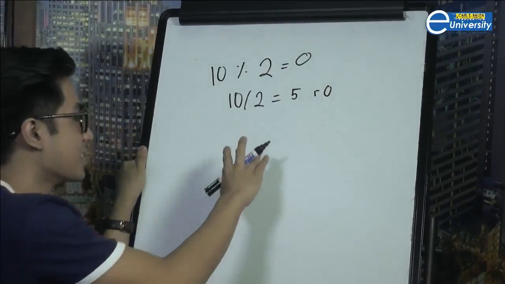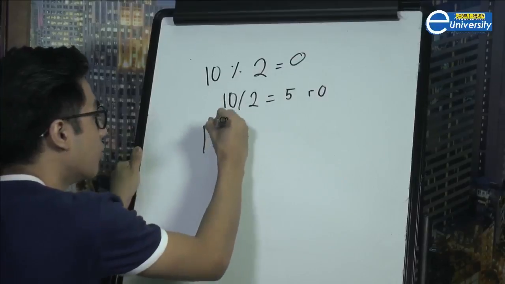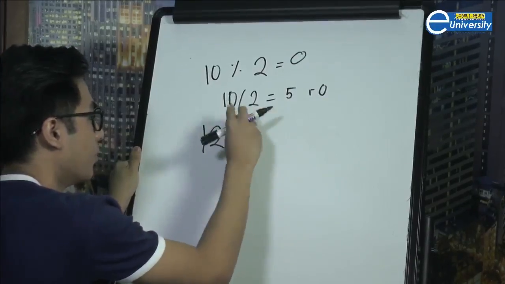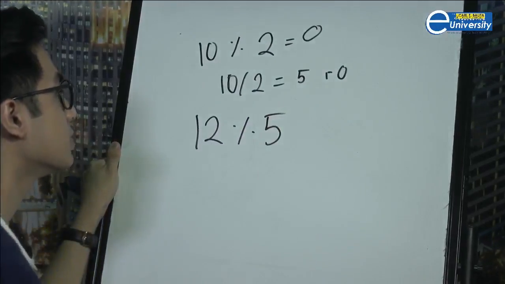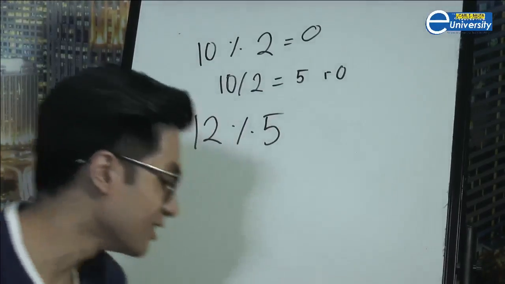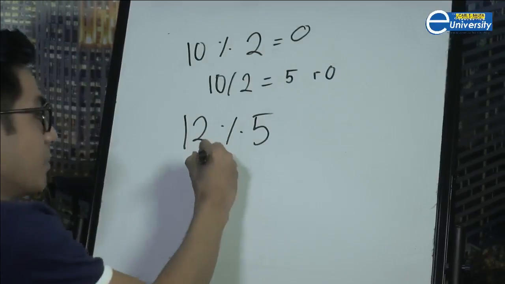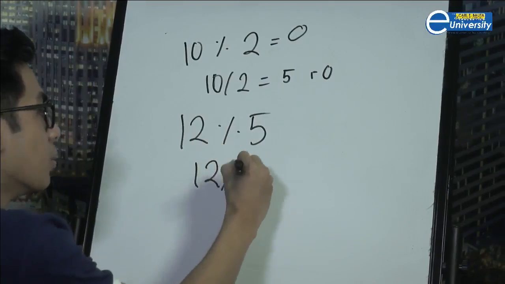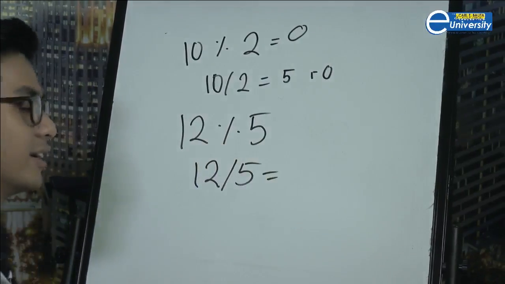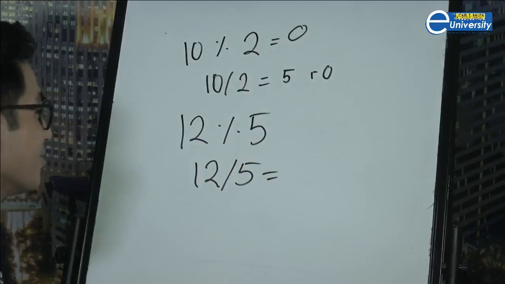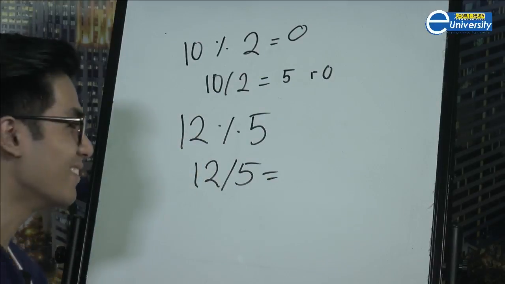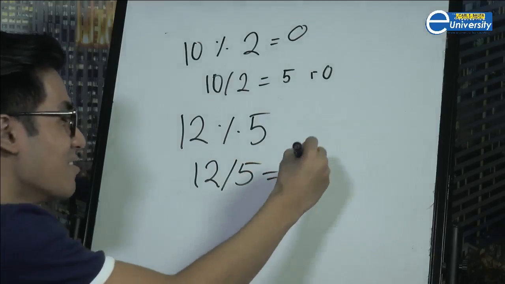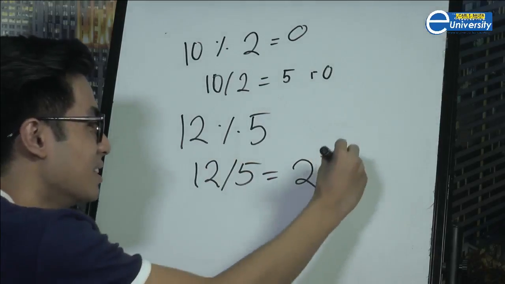So let's try another example, like 12 modulo 5. Let's think of 12 divided by 5 first. So what is 12 divided by 5? 12 divided by 5 is 2, remainder 2.